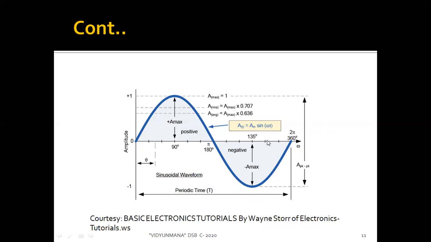Most commonly it is the voltage. Let us consider its maximum amplitude: +A max is +1 and minus A max is -1. This is the zero level. Here the sinusoidal waveform reaches its maximum amplitude, that is +A max, and on the negative side its maximum amplitude, that is -A max.